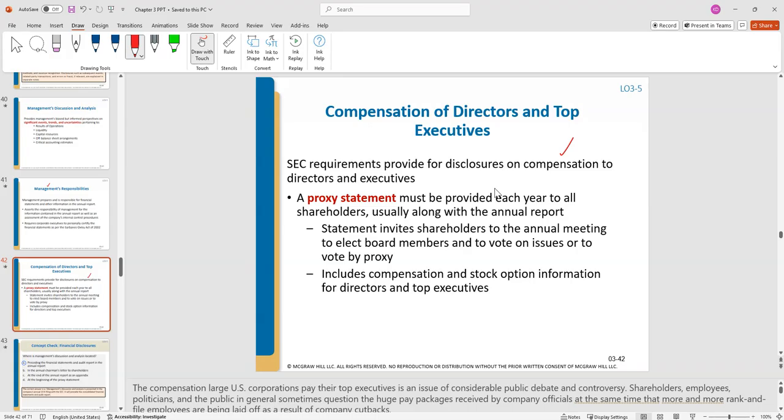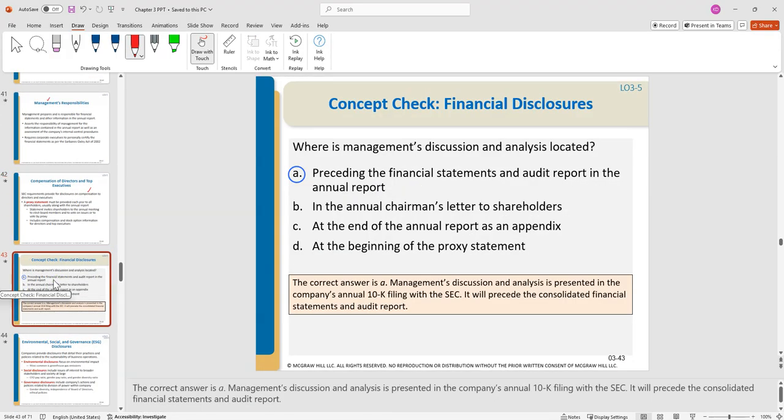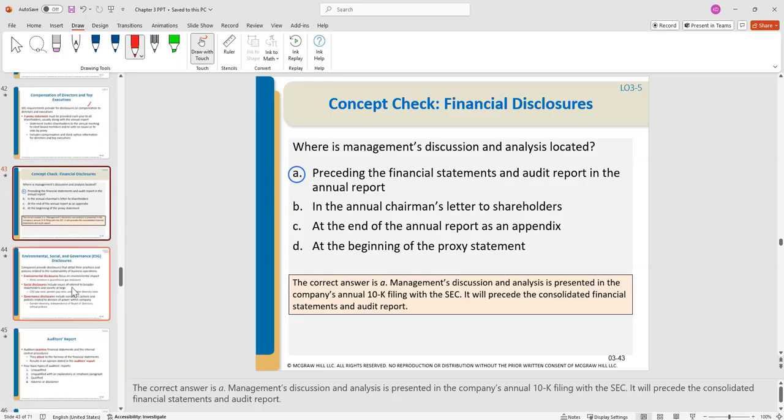Other disclosures you might see are related to compensation for those top level executives, stock options. A lot of times they're very heavily compensated in that. So SOX requires, among other things, in the SEC that we disclose these items. You can look at that MCQ there.